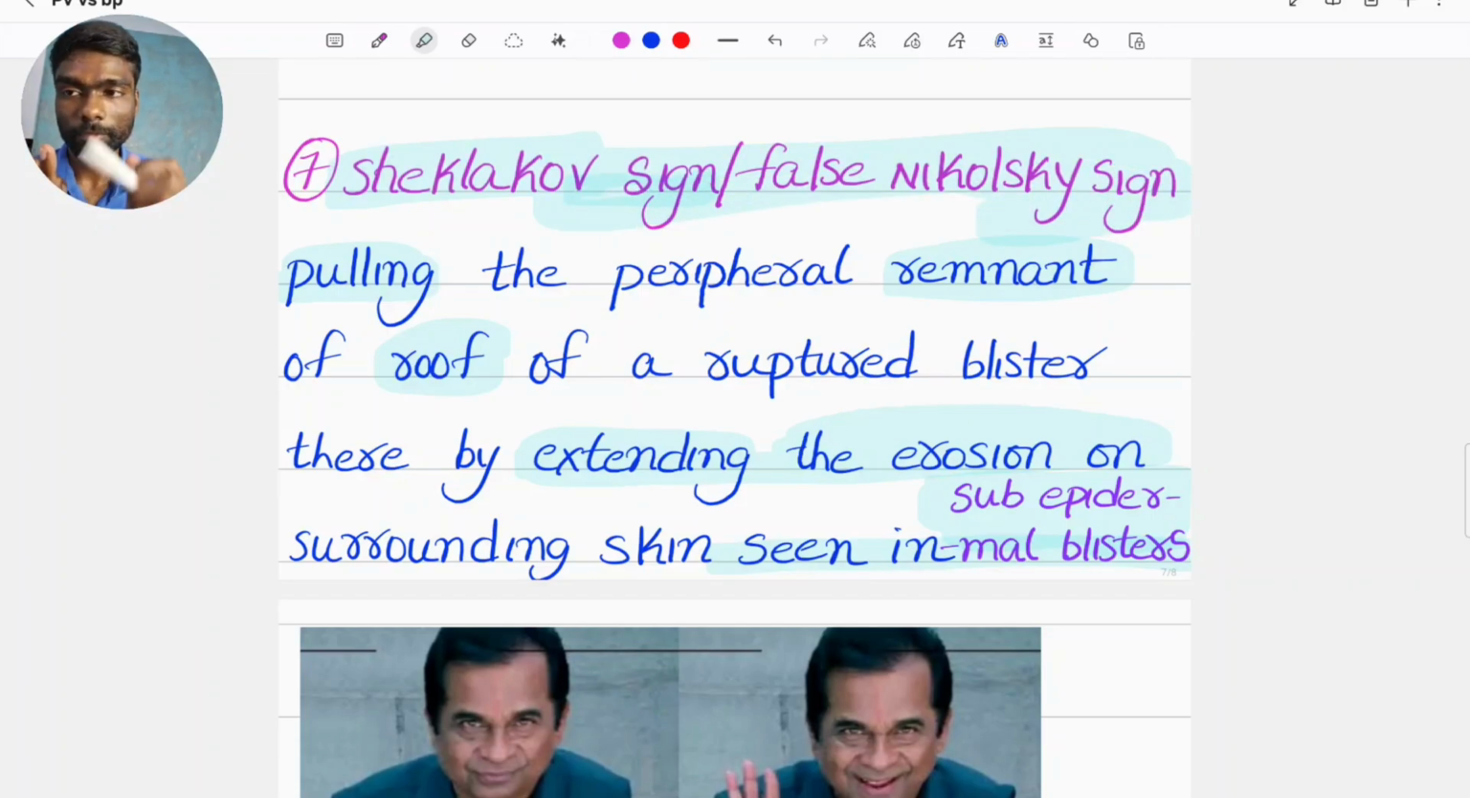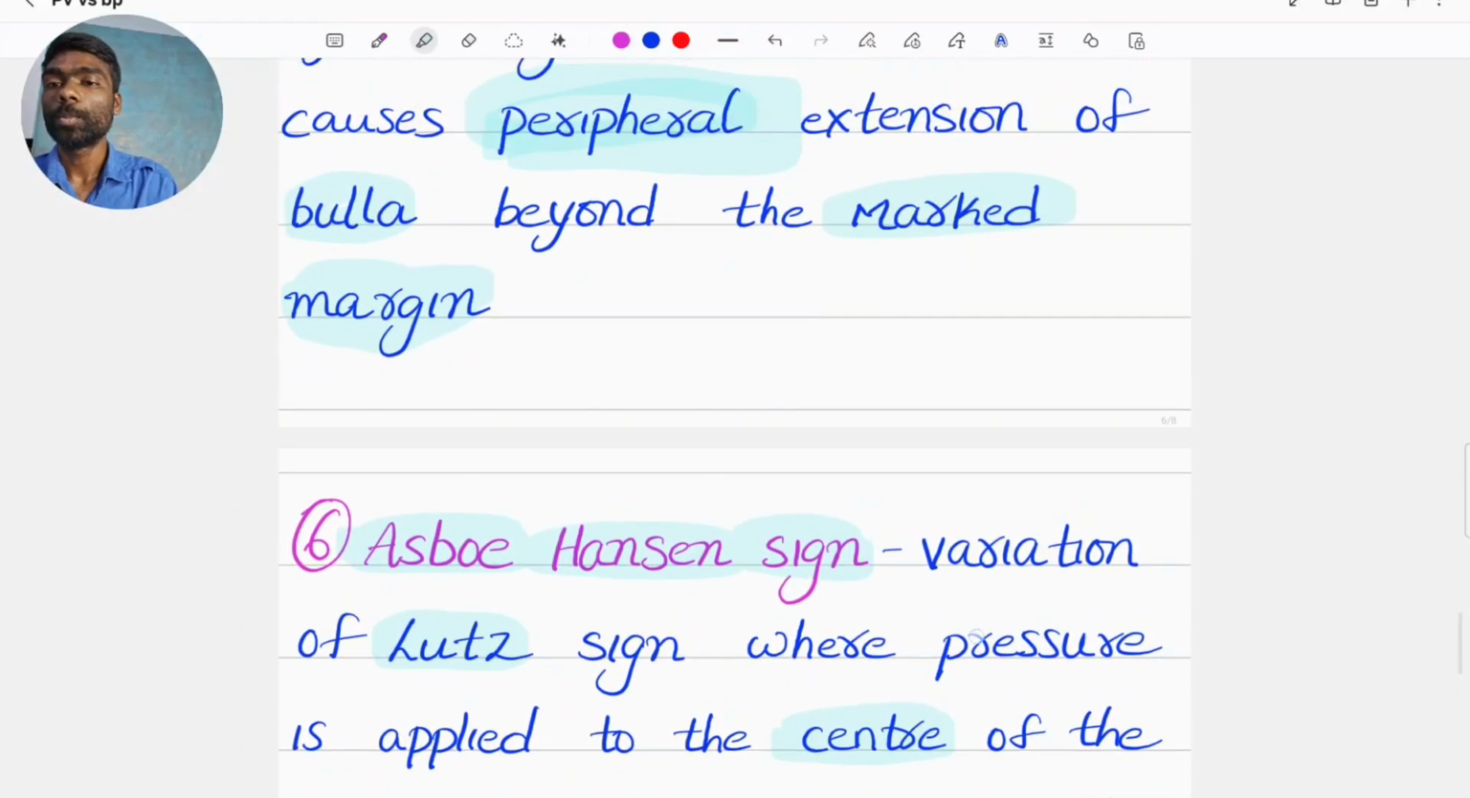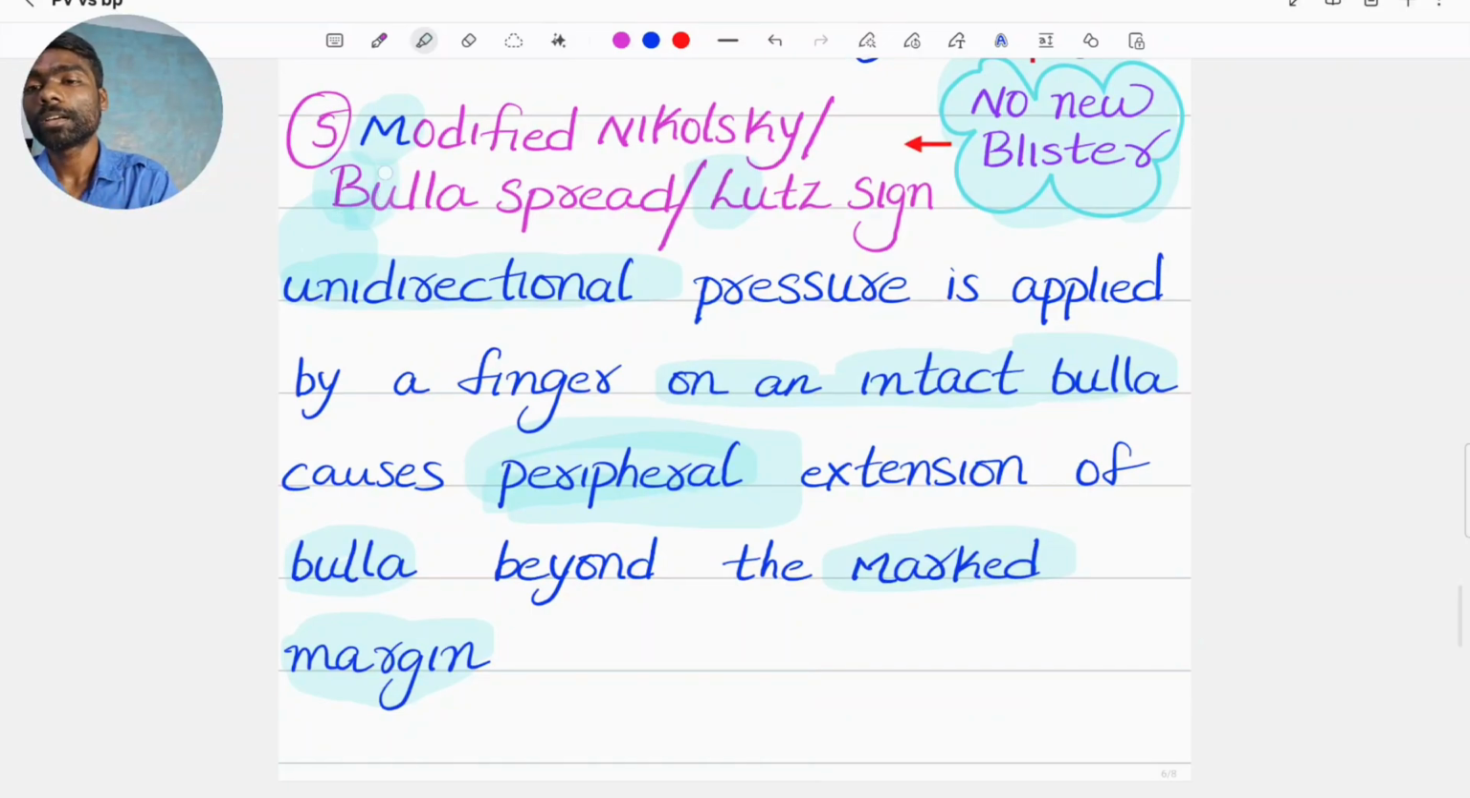Remember, Nikolsky, N for normal skin. Pseudo Nikolsky or epidermal peeling sign, E for epidermal, E for erythematous skin. We will perform on erythematous skin. Next, false Nikolsky sign or Shekhlakov sign. Here, the peripheral remnant of the roof is pulled, not applying a lateral pressure on normal skin. Just the roof, whatever is left in the periphery, is pulled, leading to erosion of the surrounding skin. Asboe-Hansen sign and bulla spread sign, B for bulla, we will apply pressure on intact bulla.